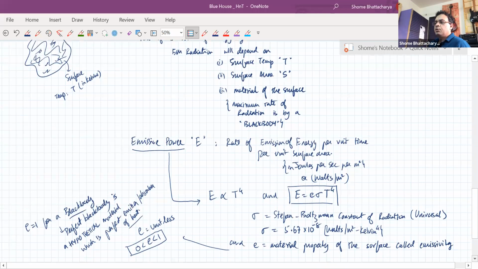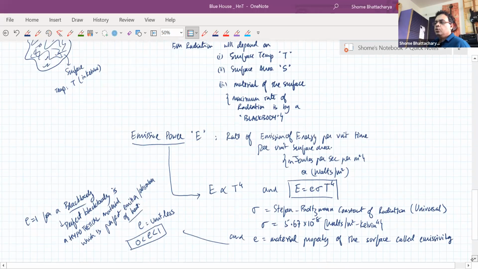So this is about emissive power, and through that we have understood the property of emissivity. Now very soon we will see something very interesting: anything which is a good emitter is naturally a good absorber also, and therefore a perfect black body not only has emissivity equal to unity or 1, but it also has absorptivity equal to 1. There's a logic behind that and we'll understand that.